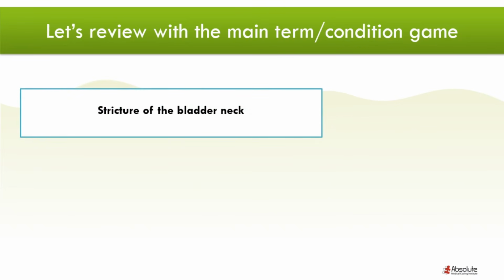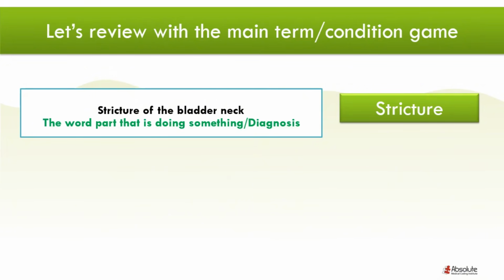All right, I have some more. Stricture of the bladder neck. Of those 4 or 5 terms, which is your main term or condition? If you said stricture, outstanding, yes. Why is stricture your main term? Well, there are 2 reasons. It's a diagnosis, and some of you may not know that's a diagnosis, but it is the word part that's doing something. It's constricting. Yeah, it's getting smaller.